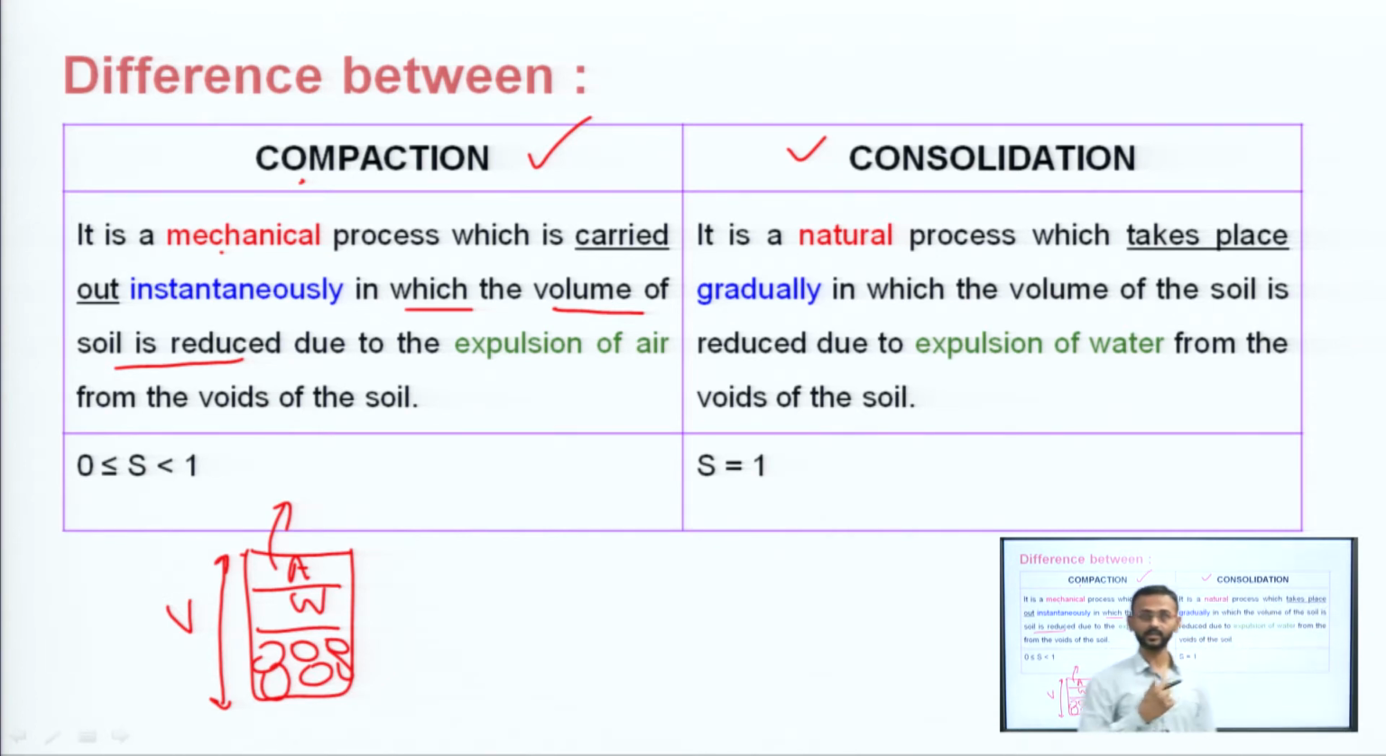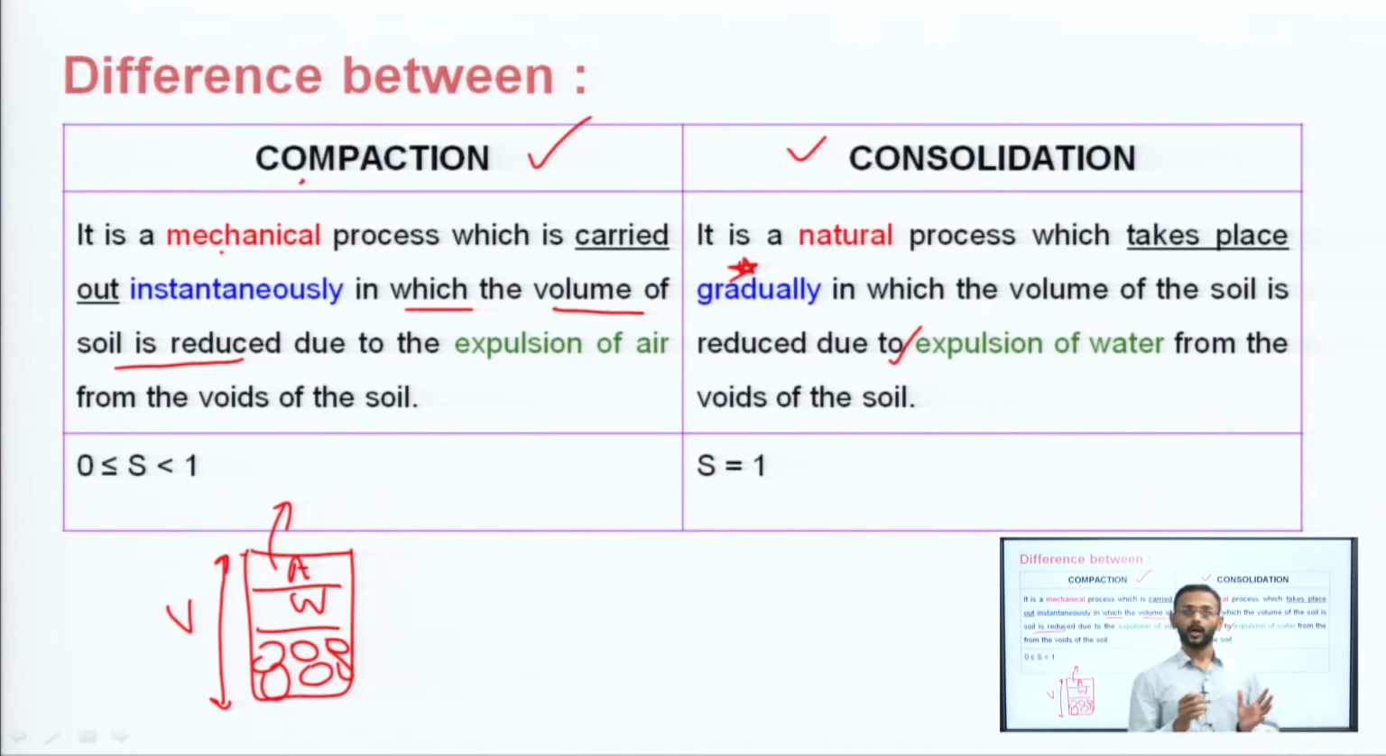Now, see the second thing here, consolidation. It is a natural process which takes place gradually. This is an important thing, gradually, that we will be seeing, in which the volume of the soil is reduced due to expulsion of water from the voids of the soil. So, here the volume reduction is taking place, but the reason is the expulsion of water.